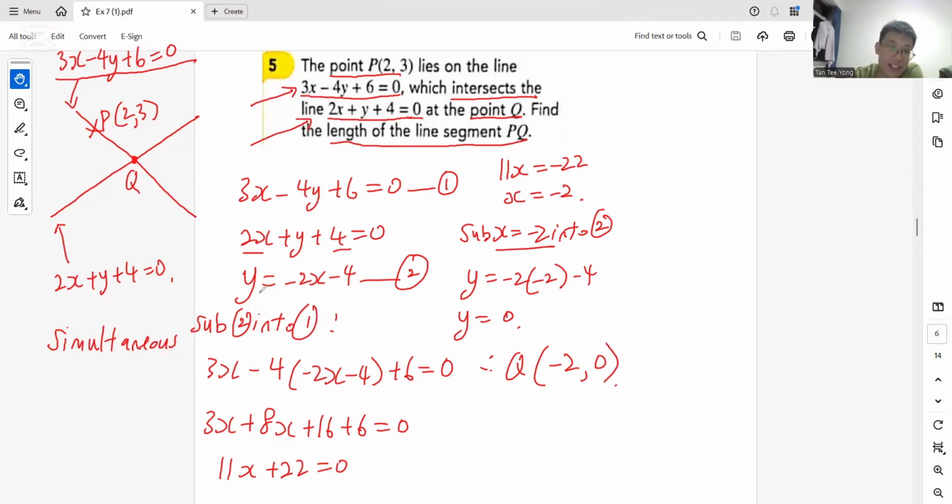Okay, so we're not done yet, right? So how to find the length of line segment? There's a formula that we learned. I'm going to shift this here. The length of line segment is this. So square root of x1 minus x2 squared plus y1 minus y2 squared.